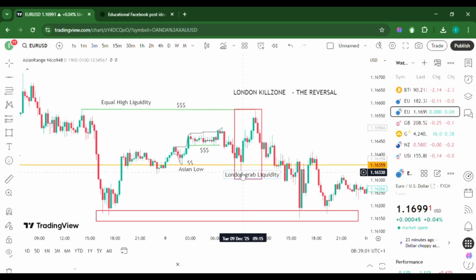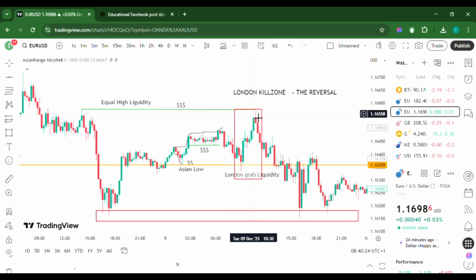This is the London key zone grabbing liquidity created by the Asian low. And this is the sharp reversal. You can see this momentum candle that reversed the market to the upside. This is actually a pullback, which came to create this equal high here, leaving this liquidity to be grabbed in future.